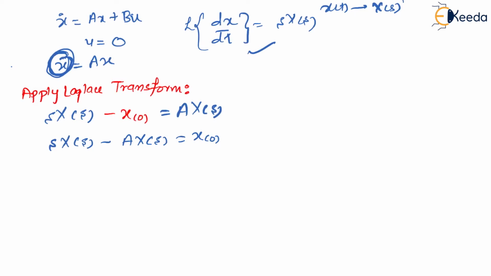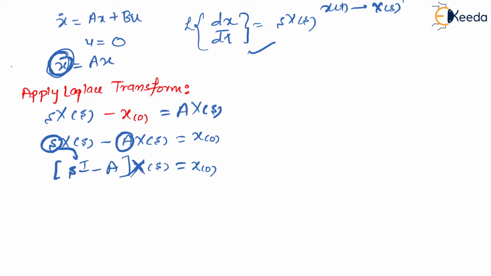Anyways, let us focus here. Now please see, how will I write this? I see that X of s is common, so I put it outside. Here what I have is s minus A. Now, this A is a matrix and this s is a number, so they are not compatible with each other. That is the reason this s has to be converted into a matrix. So we put s into I minus A, into X of s, which is equal to x naught. By the way, these X are all capital.